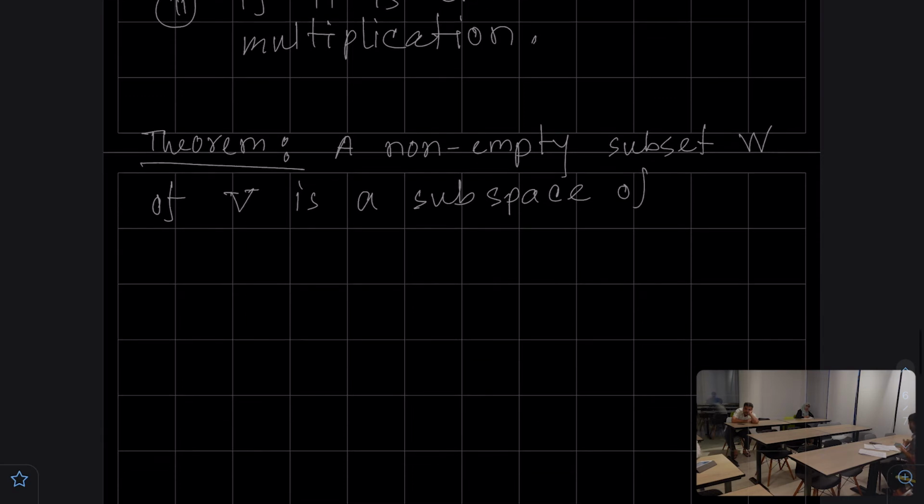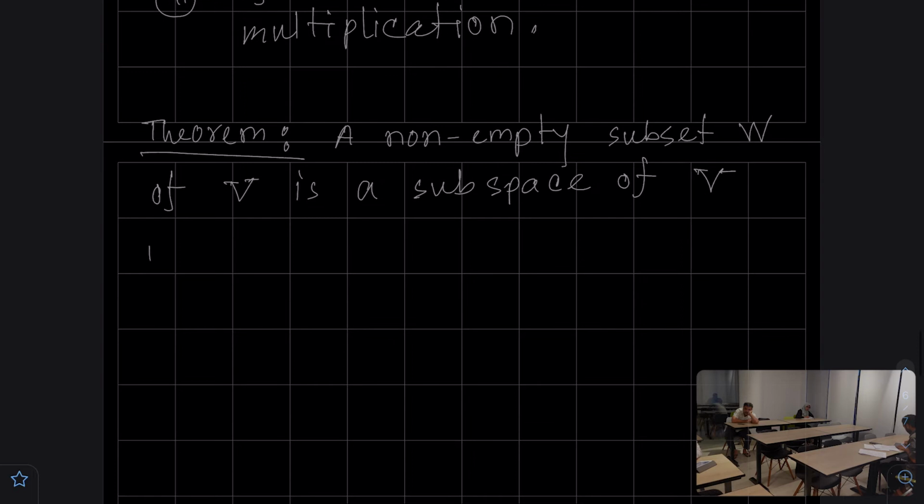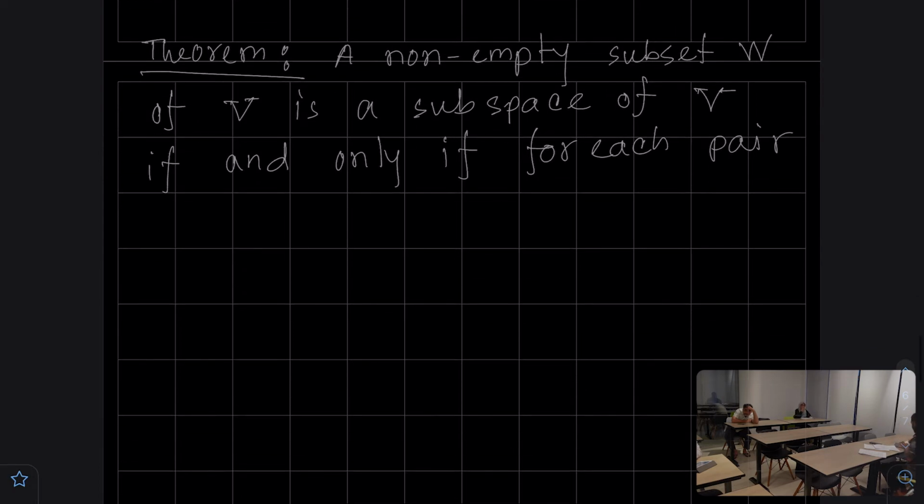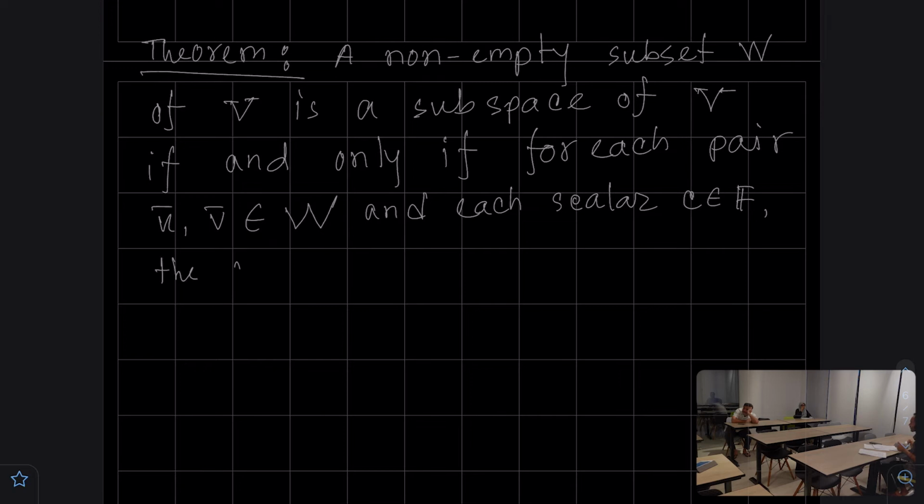So if you show that this condition holds, then W is the subspace of the original vector space V, and that's why I gave you these three conditions, and you can show that actually this condition holds if you consider W as a subspace of V. So these three conditions, if they are satisfied by the subset of a vector space V, then that subset is a subspace of the original vector space, right?